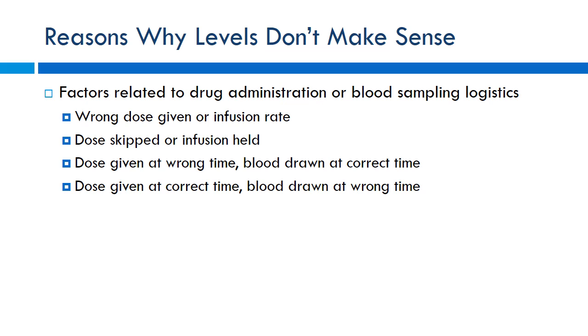Sometimes we'll find that levels come back low, and we go back and the nurse says, oh, well, I had to hold the dose because the patient was down at MRI, so they ended up missing their dose. And they said, well, I just went ahead and gave the next one. Okay, that might be one reason why your levels are too low, and those are things you can look at on the chart.